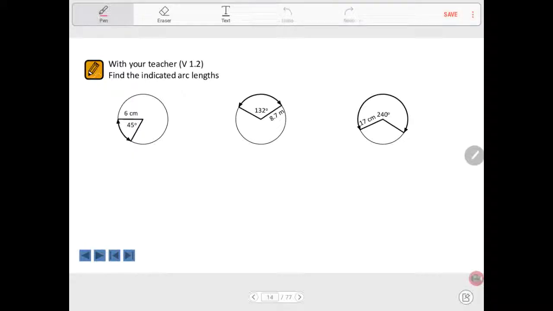G'day Halia Math students. This is the first video in the series for measurement, and in this video we're going to work on arc lengths.